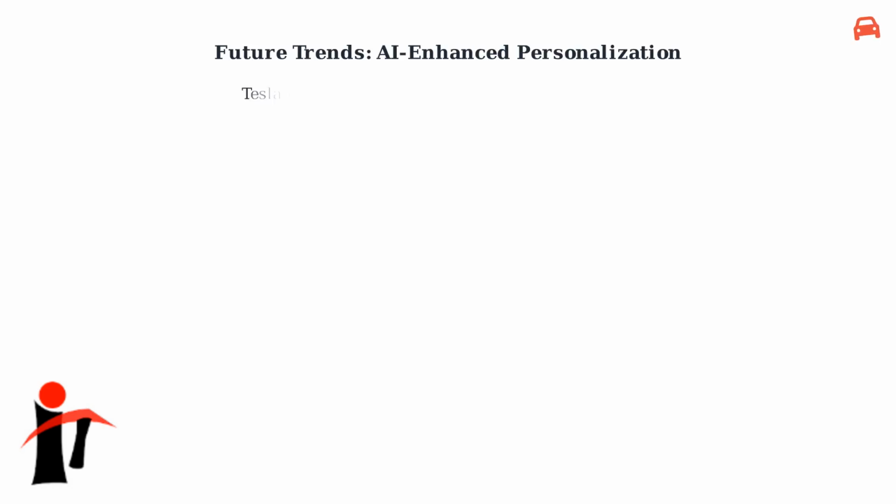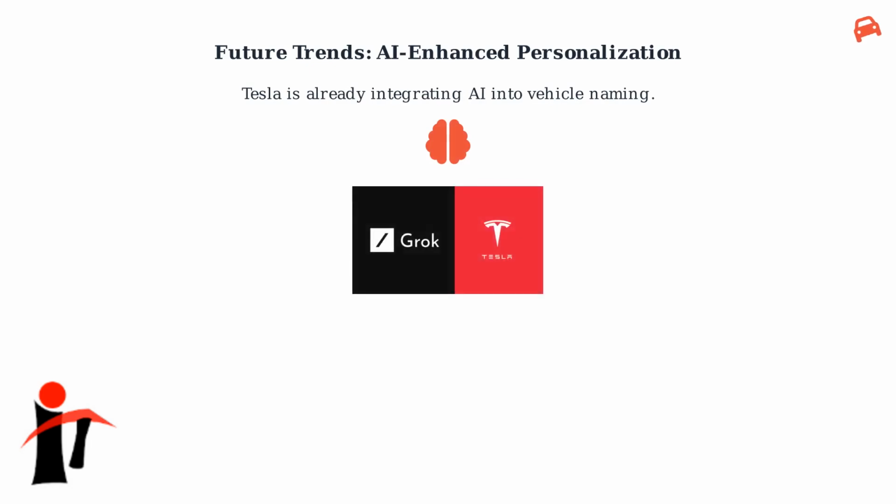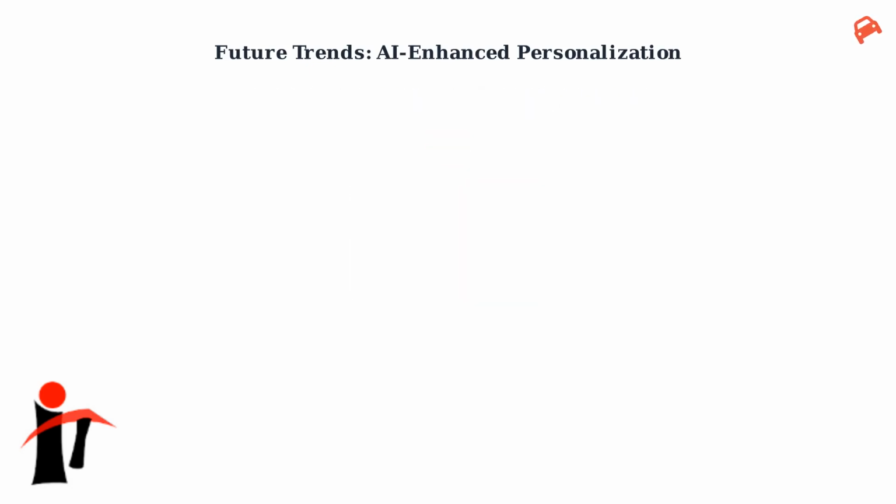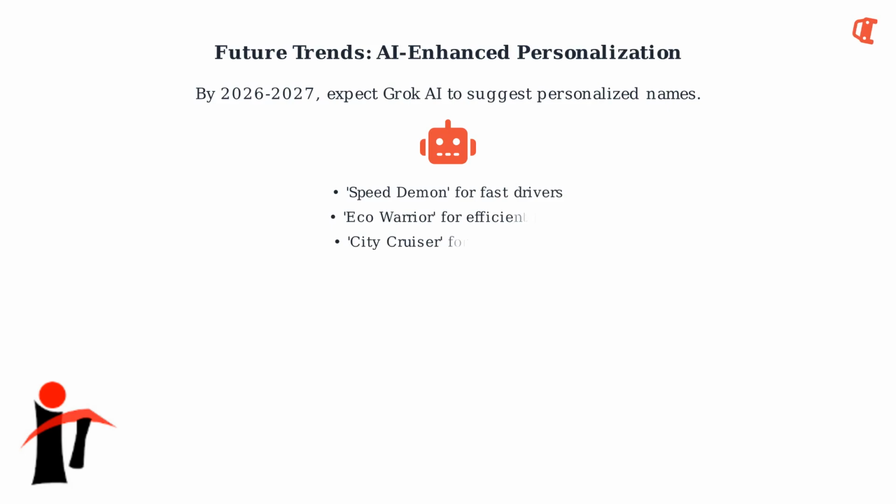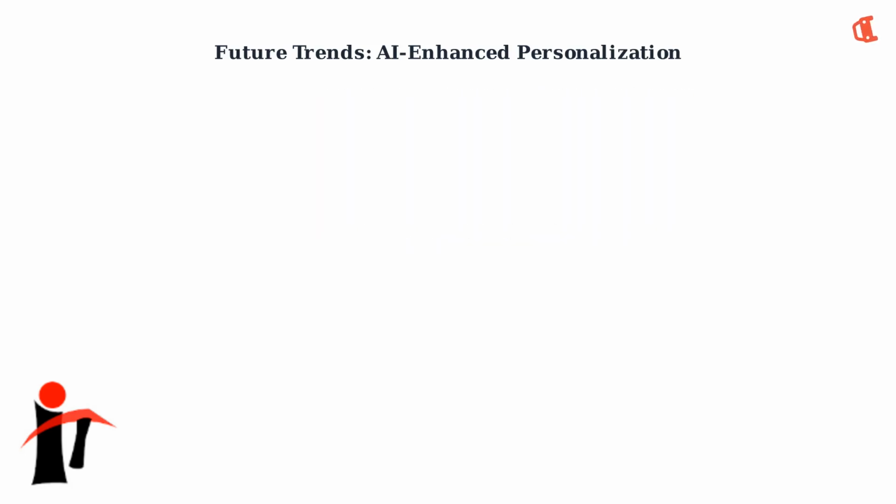Looking ahead, Tesla's vehicle naming system is evolving with deeper AI integration. Currently, the feature works through manual customization, but AI enhancements are already underway. Grok, Tesla's AI assistant, could analyze your driving patterns and suggest custom names that reflect your habits. For example, frequent highway driving might suggest Speed Demon, while efficient short trips could result in Eco Warrior. These suggestions would appear in the app or touchscreen, making personalization effortless.